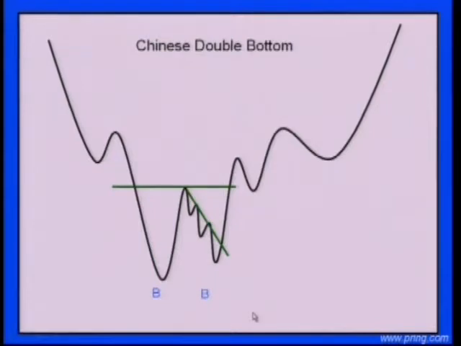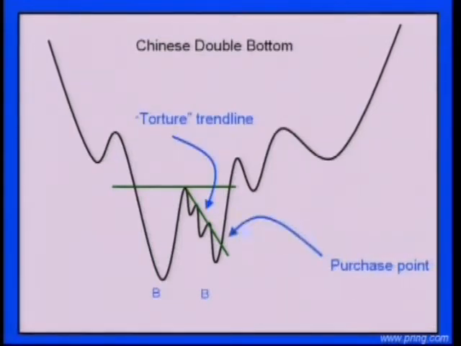But the Chinese double bottom gives you a great buying opportunity, because you can buy on the breakout from this trend line here. Whereas if you buy up here, you've got a huge risk. If you buy just here, the risk is far less, because the break above the trend line confirms this as a bottom. And so you have a low-risk trade with a potentially high reward.